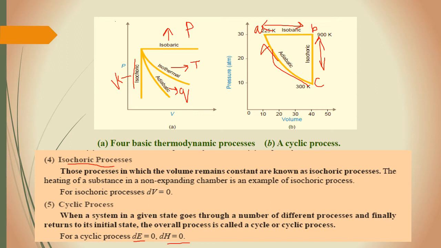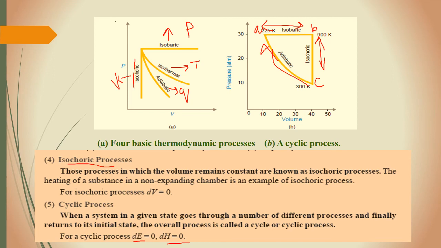The last process is the cyclic process, when a system in a given state goes through a number of different processes and finally returns to or regains its initial state. At that time the overall process is said to be a cyclic process, where the change in the internal energy equals 0, as well as the enthalpy, which also equals 0.